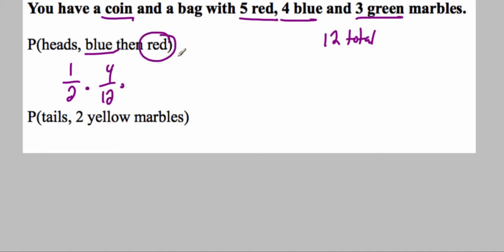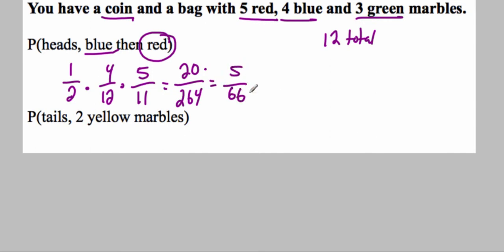But now I want to draw a red. Well, there's 5 red in there, but I've taken one of the marbles. So now there's only 11 marbles left over. So that first marble affected the probability of the next one. So now I go ahead and I multiply. 1 times 4 times 5 is 20. 2 times 12 times 11 gives me 264. They can each be divided by 4, and I get 5 out of 66. So it was that second piece that came after the first marble that was affected.